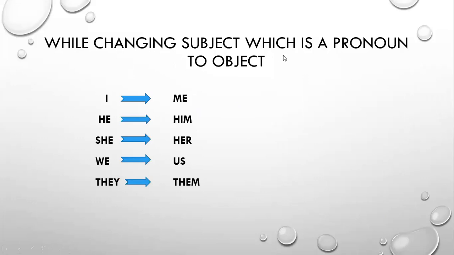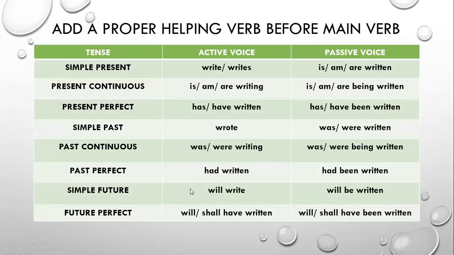Now, while changing subject, which is a pronoun, to object, what things you must take care of, and how does the subject change to the object place? When your subject is a noun, then it's okay, it will not change. But if your subject is a pronoun, then how to change it into object place? I becomes me, he becomes him, she becomes her, we becomes us, and they becomes them.